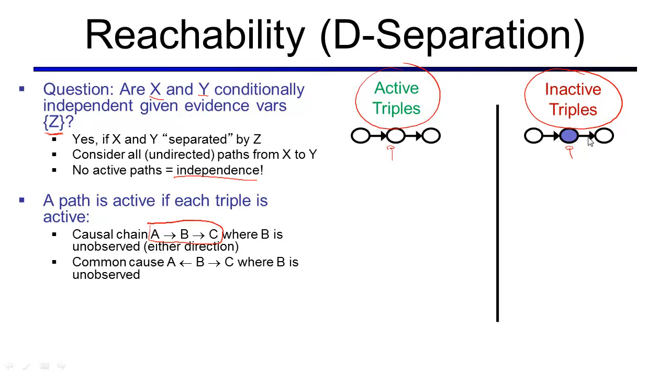The next one we consider is the common cause, where we have a variable B which points to both A and C. In this case also, if the middle node is unobserved, we have an active triple. If the middle node is observed, we have an inactive triple.